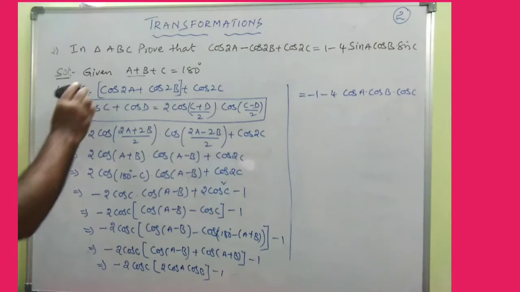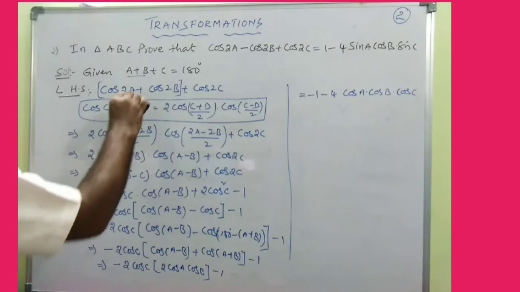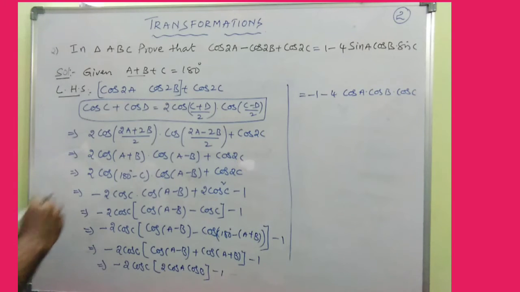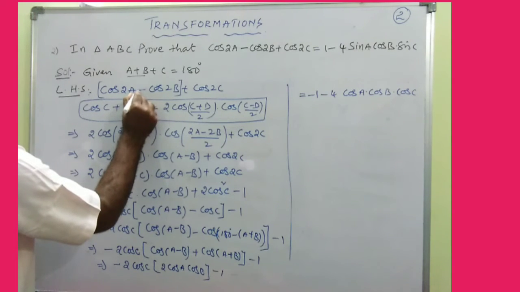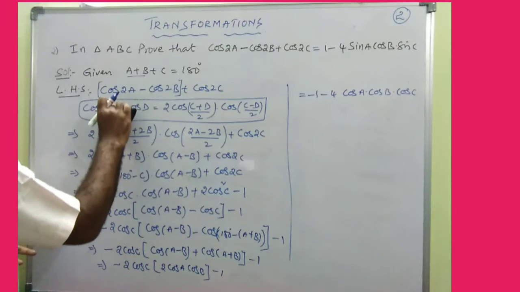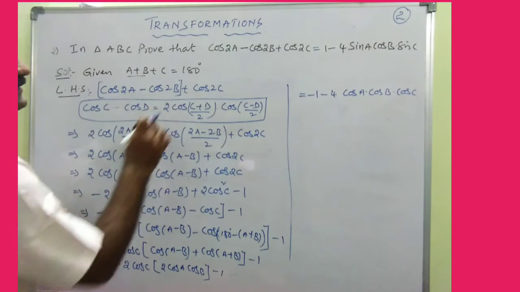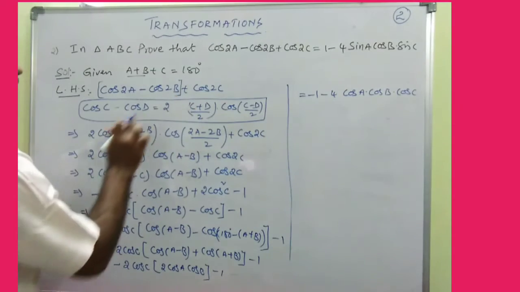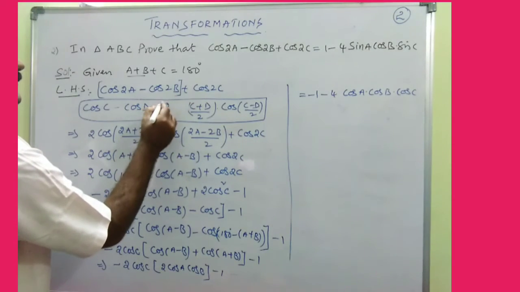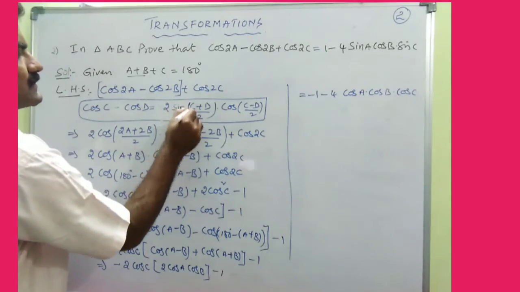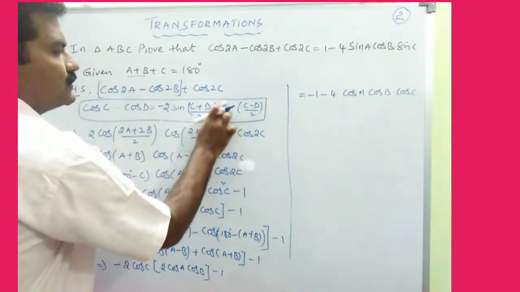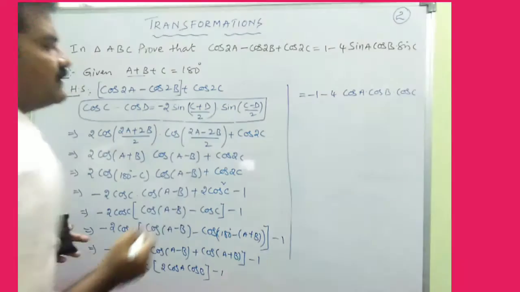So once again, in a triangle ABC, so no doubt, now here the sign is minus, isn't it? Hence, this is in the form of cos C minus cos D. Okay. So can you guess the formula for cos C minus cos D? Which is equals to minus 2 sin (C plus D) by 2 into sin (C minus D) by 2.